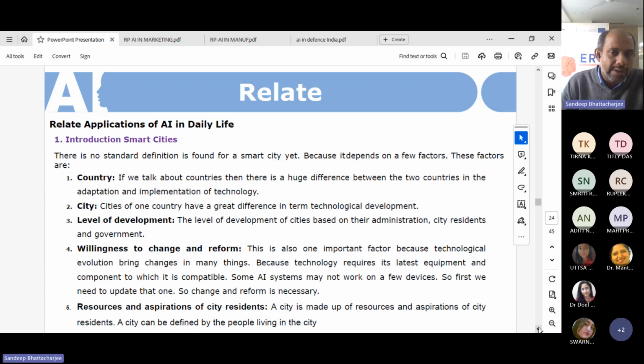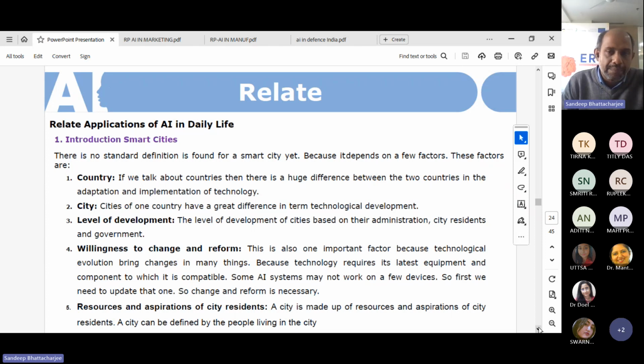Next, you have city. Again, cities of one country have great differences in terms of technological development. Some cities are very developed in terms of adaptation of this technology concept, whereas other cities might not have developed much. Even in many US cities, you will see there's a huge difference between New York and California, and maybe compared to other places in other parts of the US. Level of development. The level of development of cities is based on their administration, the city residents, and the government. So overall a mixture is there. That tells you how much development has taken place.